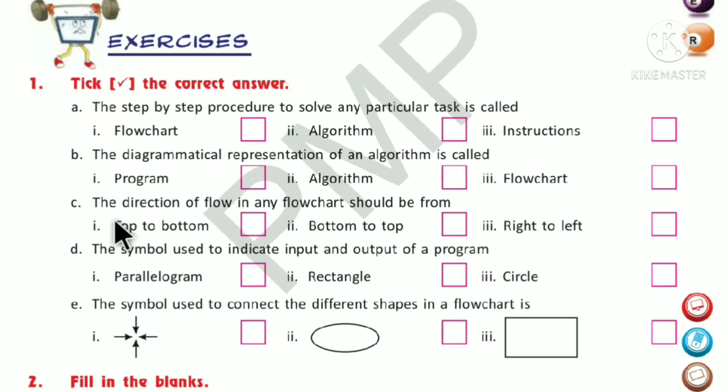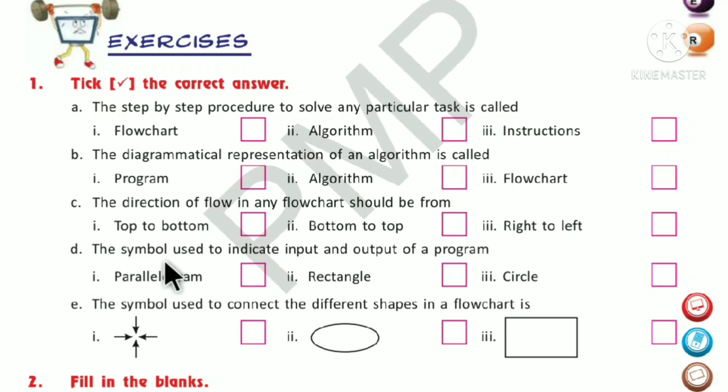C. The direction of flow in any flowchart should be from top to bottom, bottom to top, right to left. Which is the correct answer? Top to bottom. Tick here.